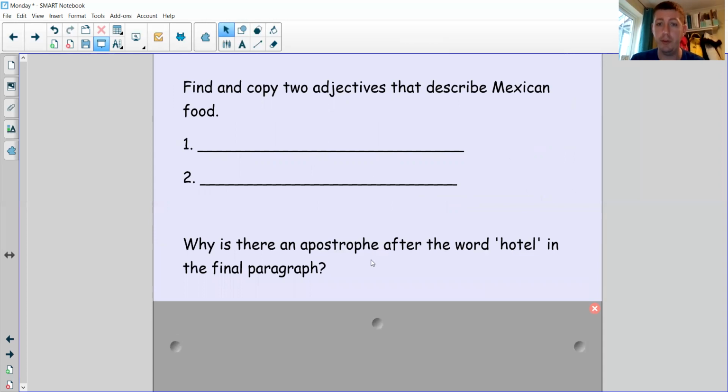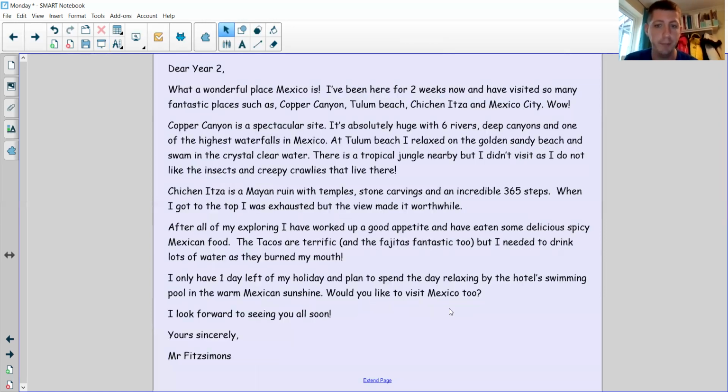Why is there an apostrophe after the word hotel in the final paragraph? Now this question is good because it tells you exactly where to look. The final paragraph, the last paragraph of text, and you're looking for this word hotel. Let's have a look. You're looking in the last paragraph, the last section of text. Have you found the word hotel? Have you found the apostrophe? Okay, so why is that being used? I only have 1 day left of my holiday and plan to spend the day relaxing by the hotel's swimming pool. Hotel's swimming pool. The reason why that apostrophe is there is because the swimming pool belongs to the hotel.